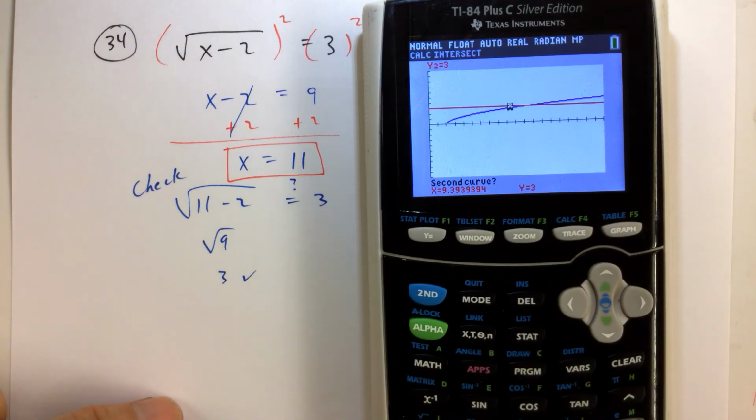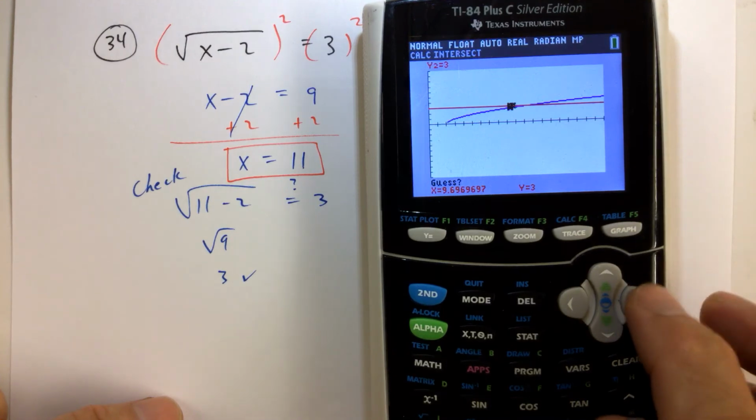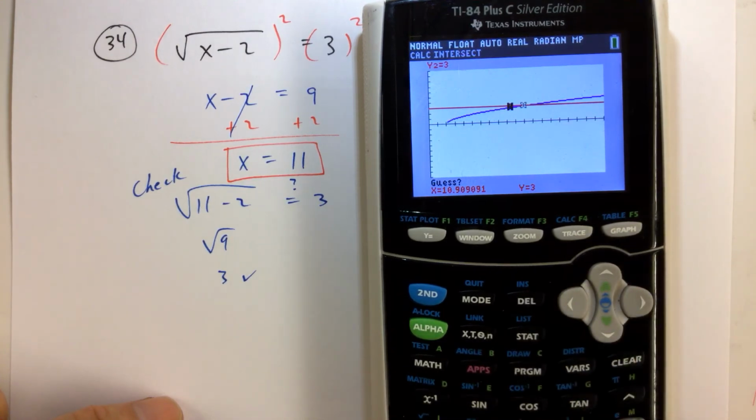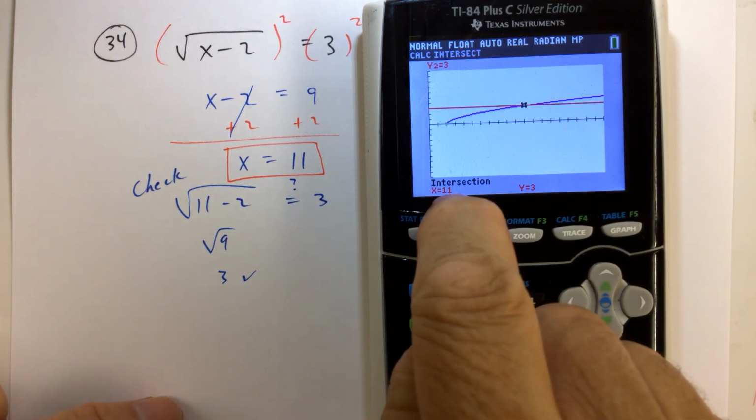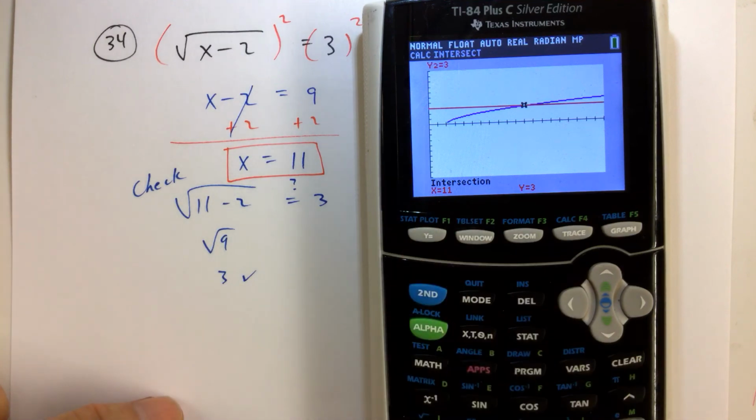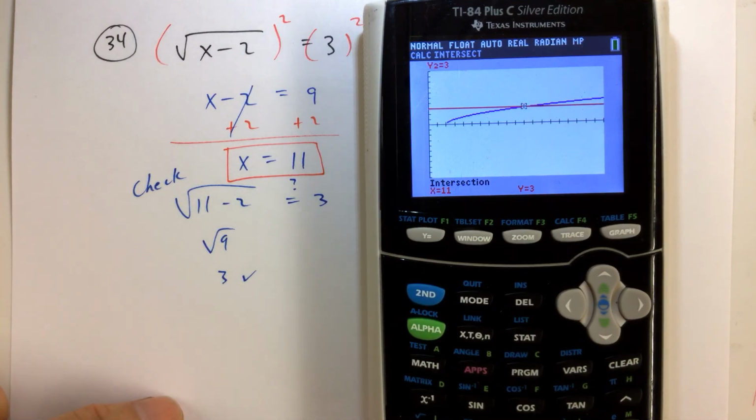The second curve is already marked there, y2, and so we're going to hit enter again, and then we're going to move the cursor somewhere near it. There's only one point of intersection, and when we hit enter, we see down there in the lower left-hand part of the screen on the calculator that x is equal to 11, and that's the solution of our equation.